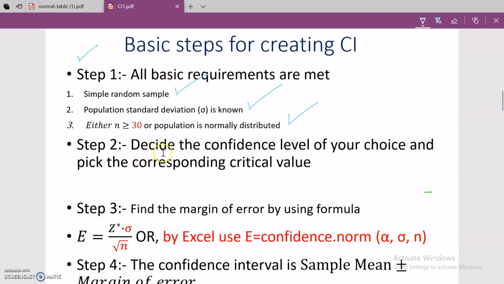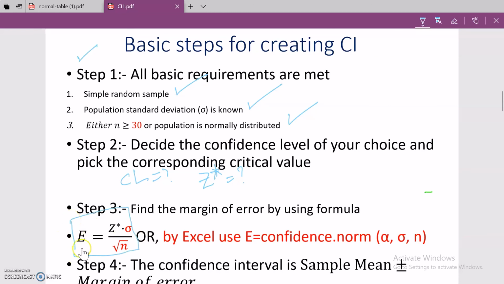Second step, you decide the confidence level of your choice and pick the corresponding critical value. So you decide what the confidence level is and you find the critical value. I told you in the previous slide what the possible critical values are. In step number 3, you find the margin of error. You have this formula: the margin of error is given by Z star, the critical value, times the population standard deviation divided by the square root of the sample size. This is the formula to find the margin of error.